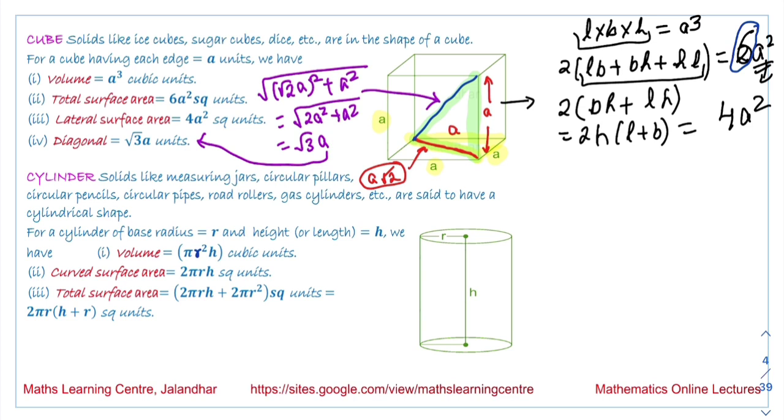Now the next figure we are talking about is the cylinder. The examples given here for the cylinder are measuring jars, circular pillars, circular pencils, circular pipes, road rollers, and gas cylinders. These all have the shape of a cylinder. For the cylinder we have the base radius r, and this is the height h we are writing.